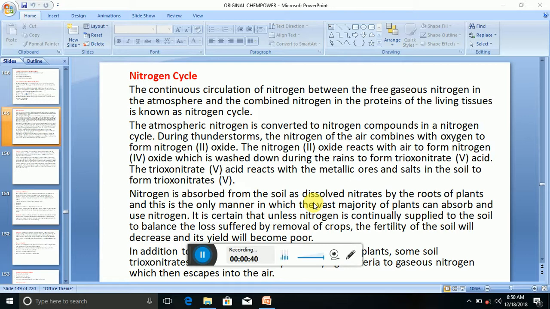You recall that the atmosphere is made up of 78% nitrogen. And also, our living cells, the proteins, are also made up of nitrogen. So we have the nitrogen in the air, and you have the one that is in the body of living things. How this nitrogen moves from the free one to the combined form in other compounds is known as the nitrogen cycle. The atmospheric nitrogen is converted to nitrogen compounds in the nitrogen cycle.